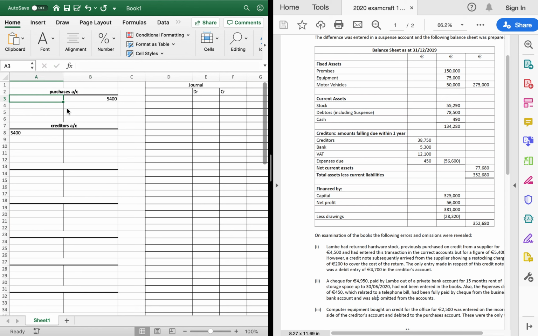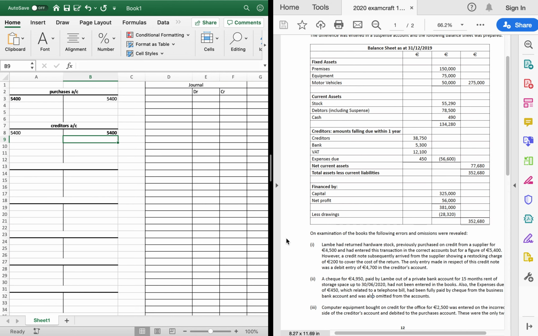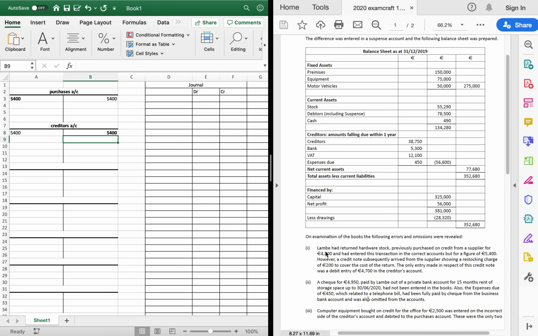So step two is to undo that to get it back to zero. Okay, and that's undone everything he's done. It's got it back to zero. So we'll just read on and see what the rest of it says. A credit note arrived from a supplier showing a restocking charge of 200 to cover the cost of the return. So in effect now he's only getting a credit note for 4,300. Just be aware of that. The only entry made in respect of the credit note was a debit entry of 47 in the creditors account.